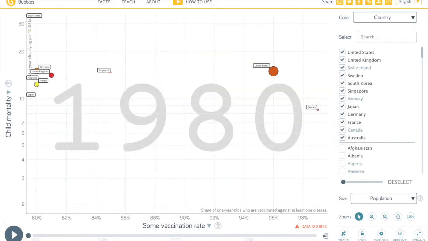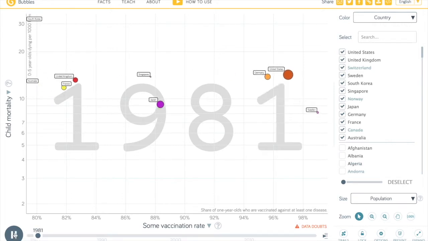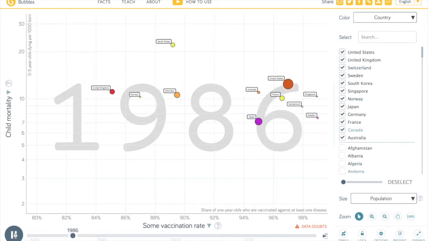We begin in 1980 with a wide dispersion of vaccination rates and child mortality across countries. Note that child mortality is displayed logarithmically rather than linearly. We notice a general downward slope in 1980, meaning we can observe an inverse relationship between the child mortality rate and the vaccination rate among these more industrialized economies. We continue to observe an inverse relationship between the child mortality rate and the vaccination rate over time.